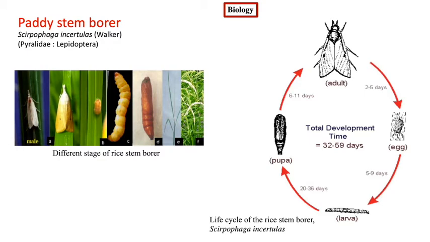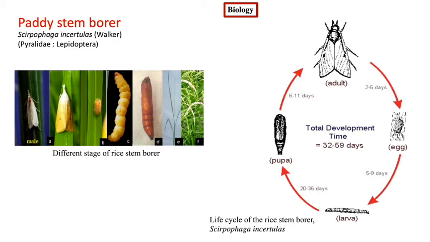Talking about biology and ecology of paddy stem borer, females lay about 15 to 18 eggs in a mass near the tip on the upper surface of the tender leaf blade and cover them with buff colored hairs and scales. A female lays about 2 to 3 egg masses and the incubation period ranges from 5 to 8 days.